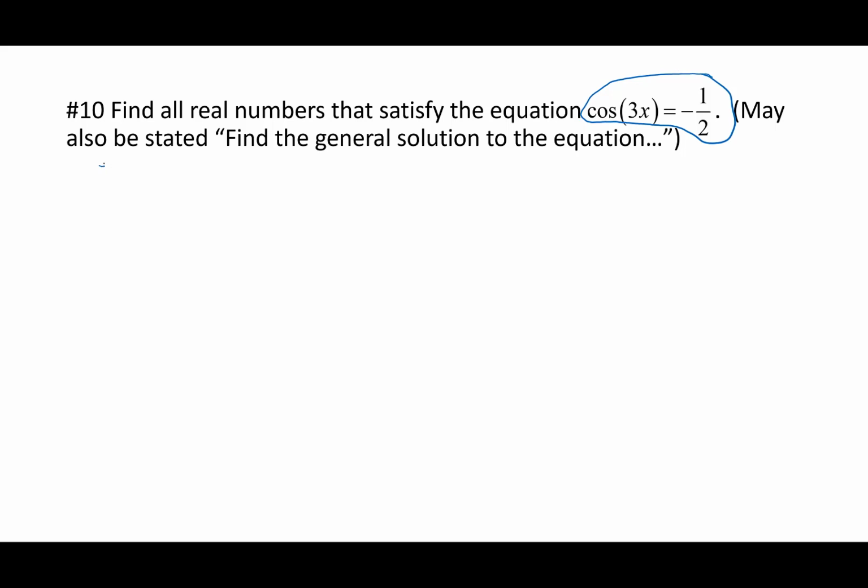I'm going to start by doing a u substitution. Let's let u equal 3x here. And now I'm going to solve cosine of u equals negative 1/2. And where does this happen at? Where is the cosine negative? Well, the cosine is negative in quadrant 2 and quadrant 3. And so in quadrant 2, we'll have a solution. In quadrant 3, we'll have a solution for going from 0 to 2 pi.